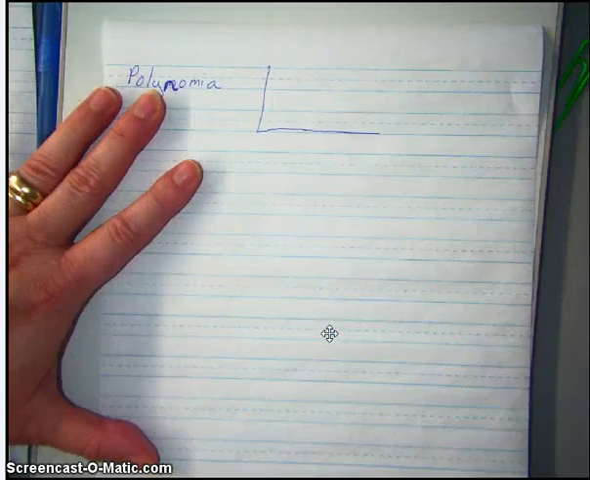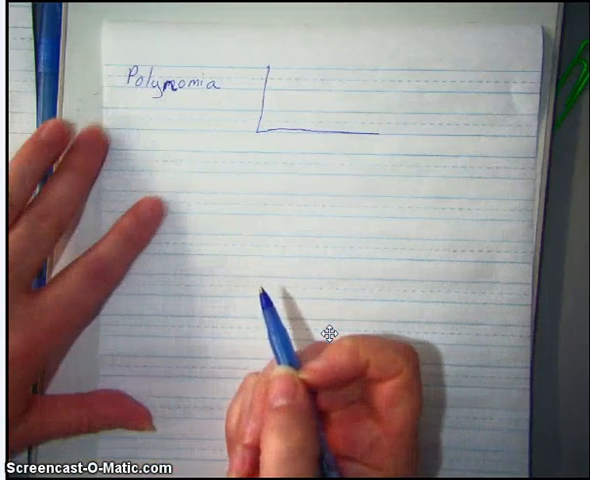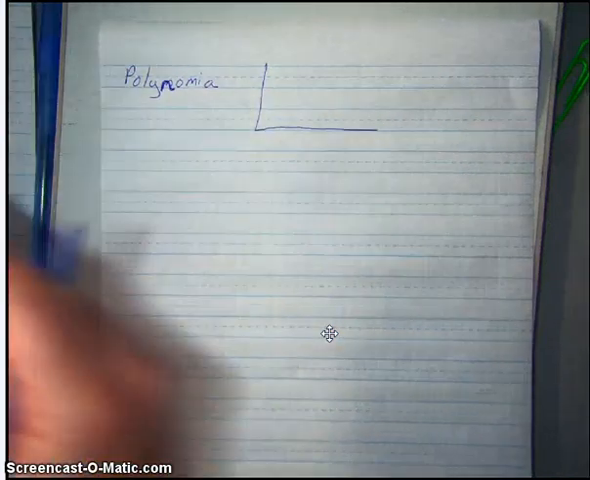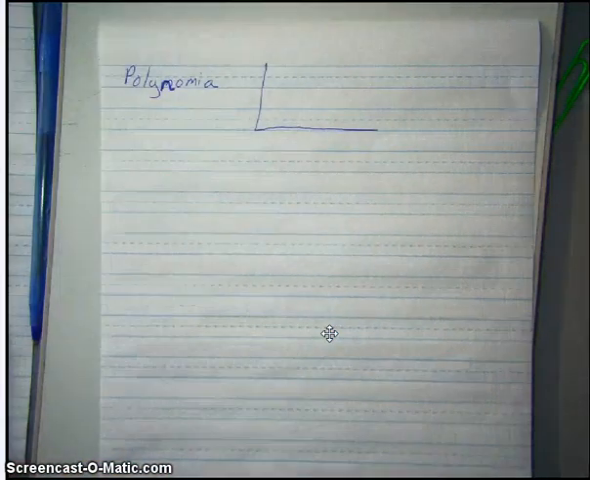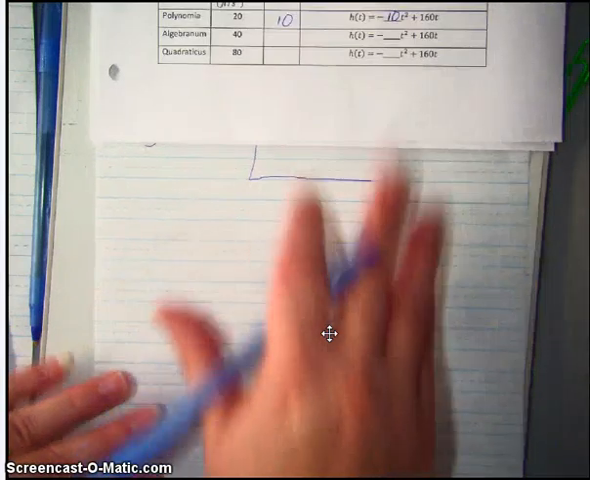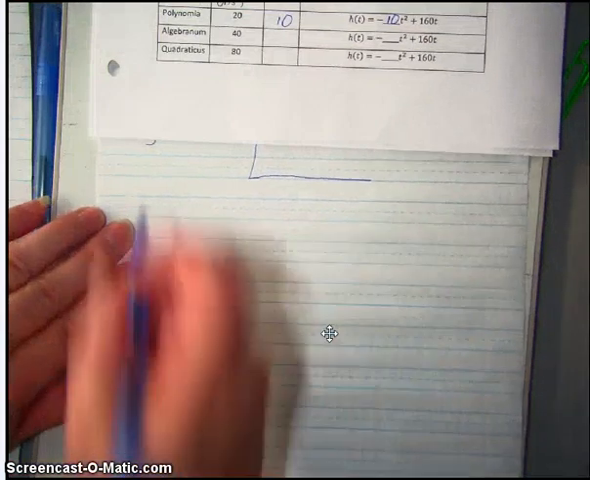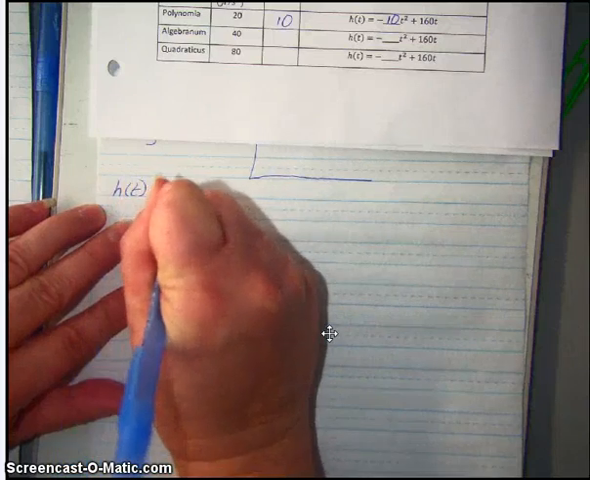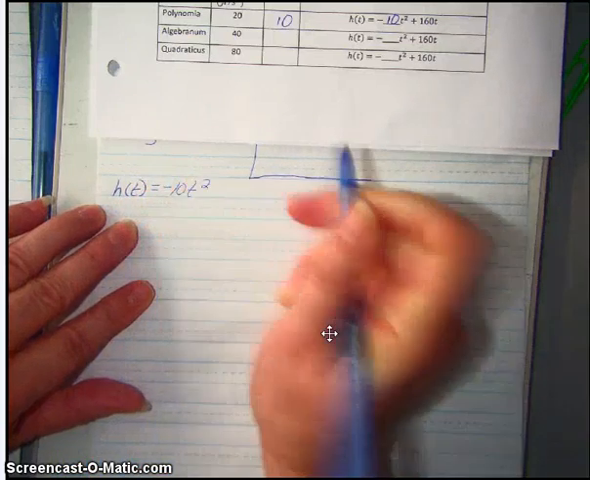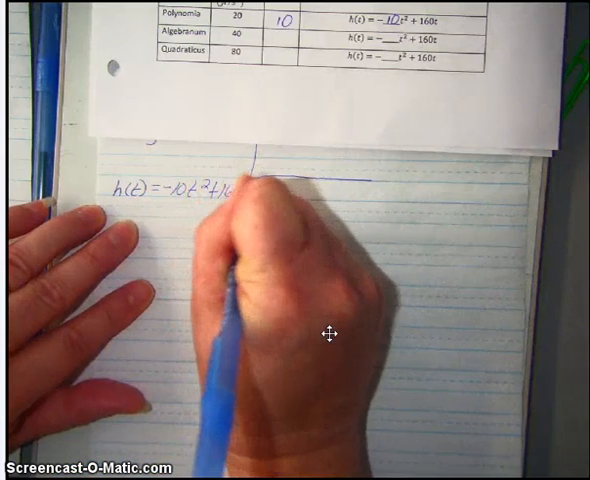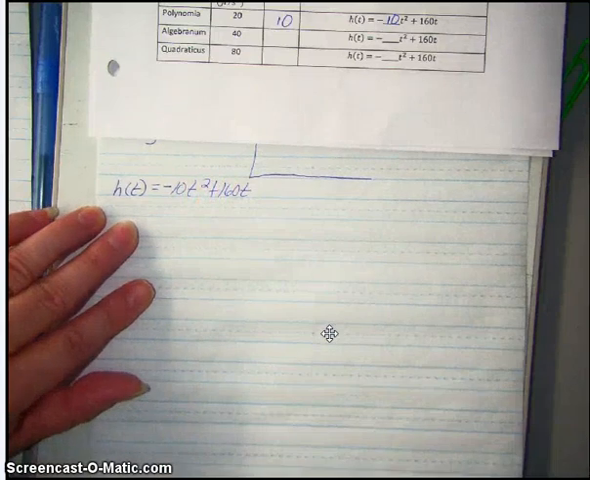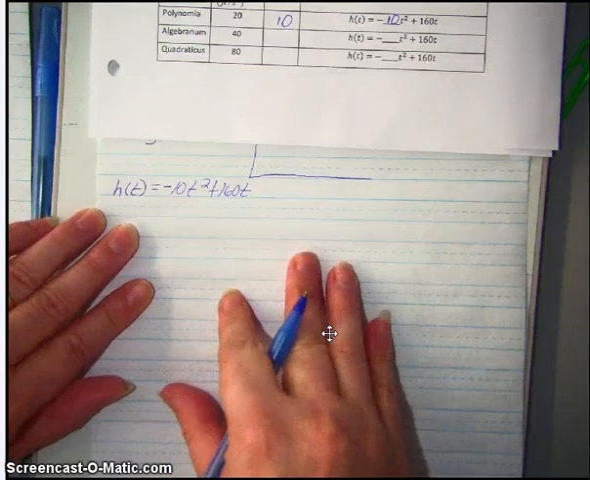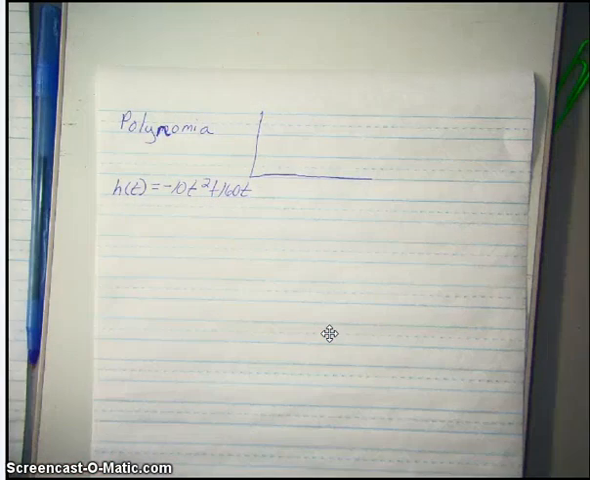Oh, where's my equation? I need my equation. I'm getting it, again, from page 1. Let me just copy this down. So my equation is h of t equals negative 10t squared plus 160t. That's what I'm working with right now. That's the equation for the rocket ship on Polynomia.